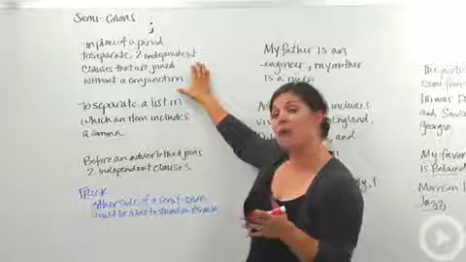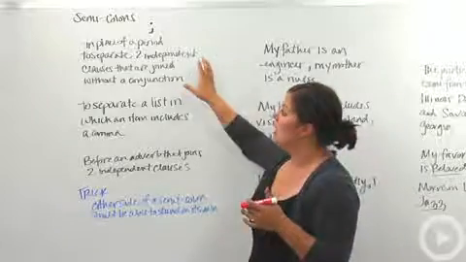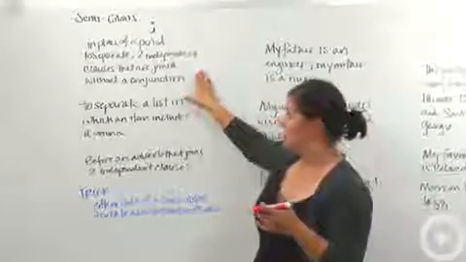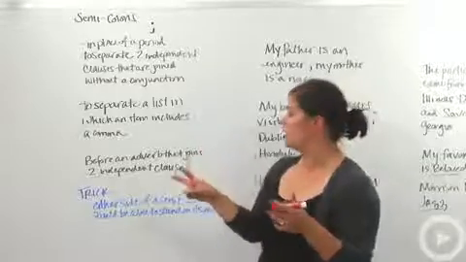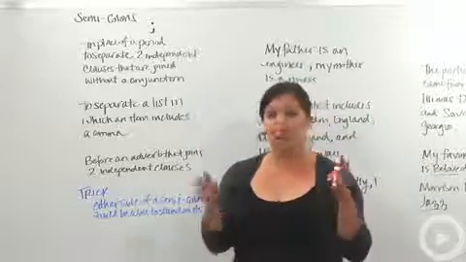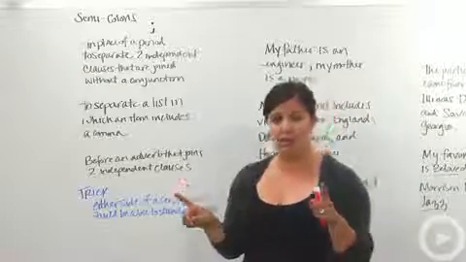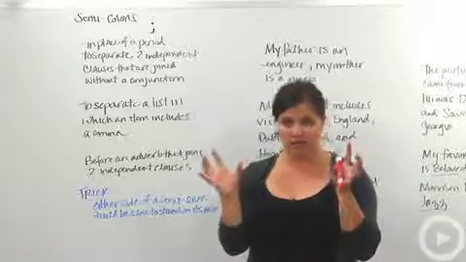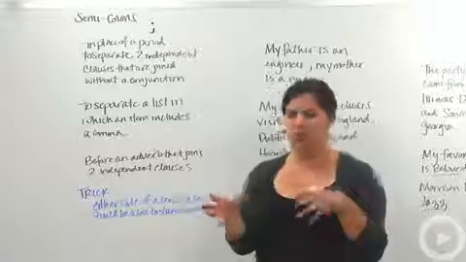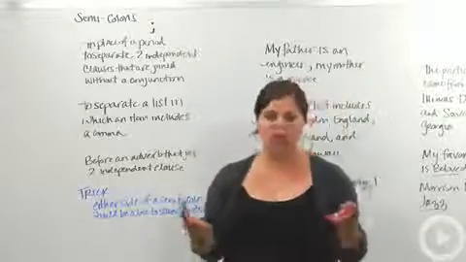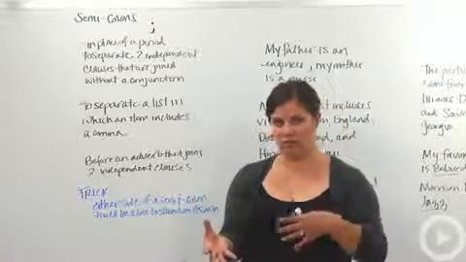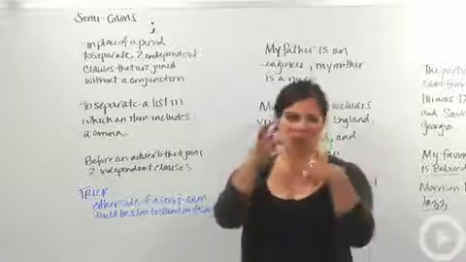The first one, and probably the most prolific use of it, is when you use it in place of a period to separate two independent clauses that aren't joined with a conjunction. The catch here is that those two independent clauses have to be closely related. So you couldn't say, I'm going to the store; then I went to bed. That doesn't really fit together.